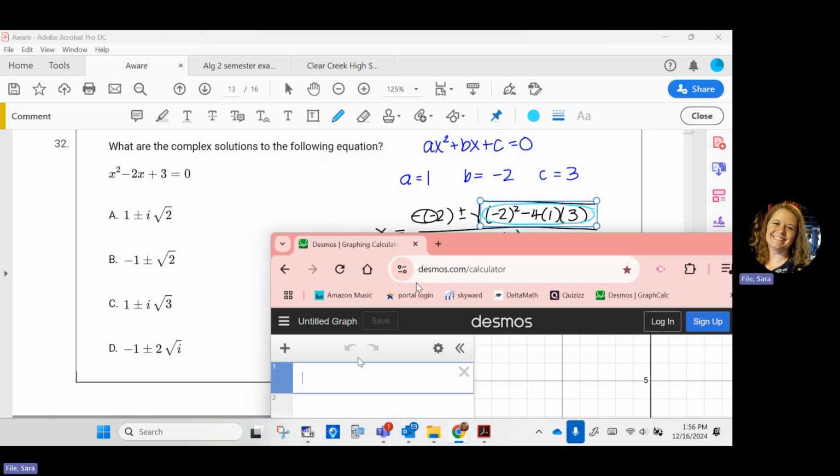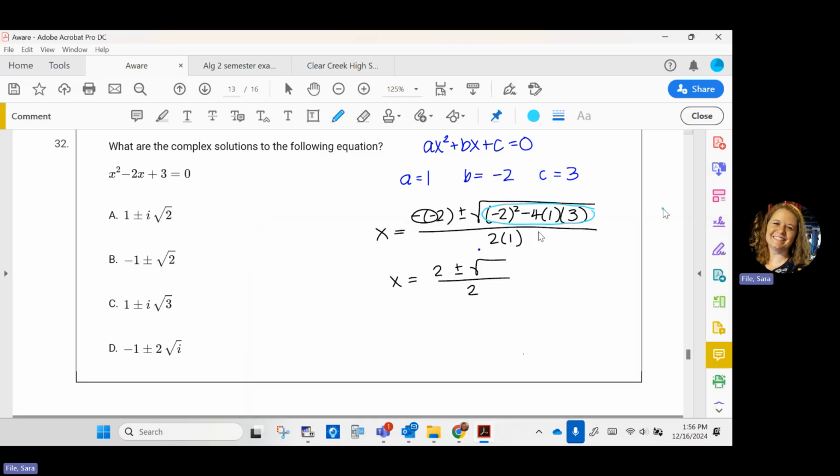All right, so I'm doing -2 squared minus 4 times a, which is an understood 1, times c, which is 3. Okay, and you get -8 when you calculate that. So your discriminant, that's the name of that number under the radical, is -8. Okay, so the discriminant is negative.